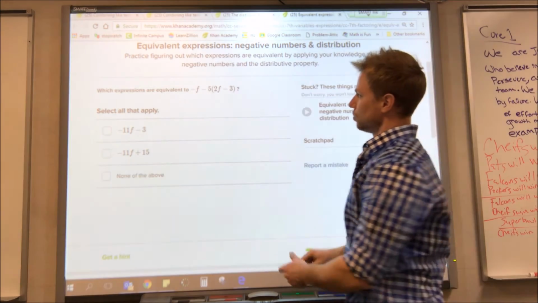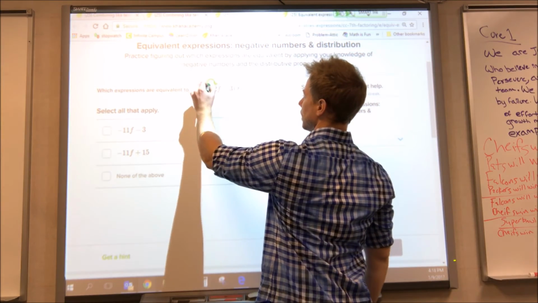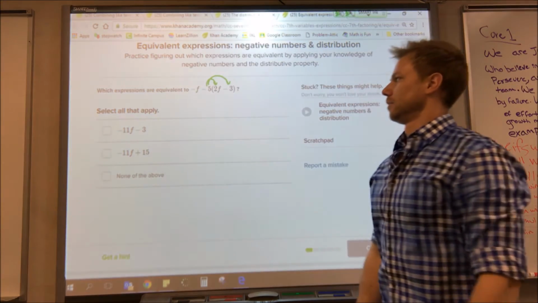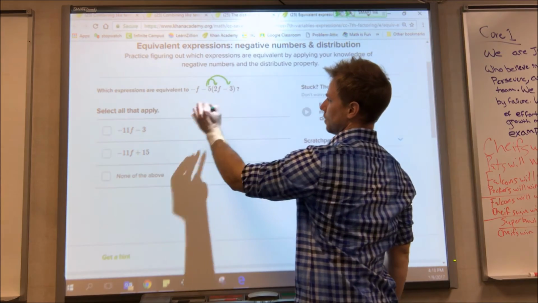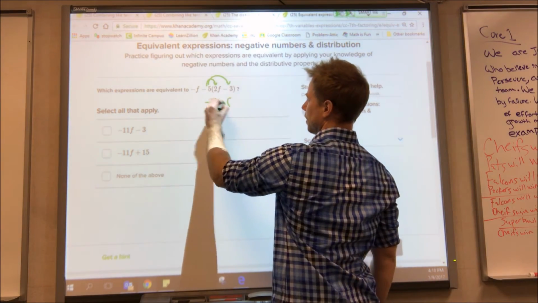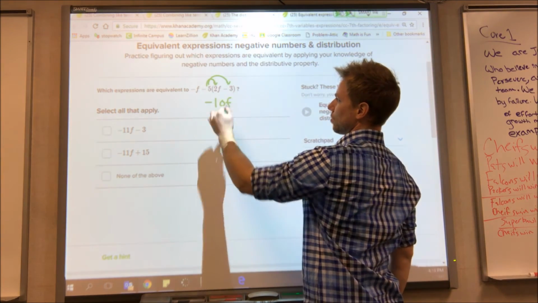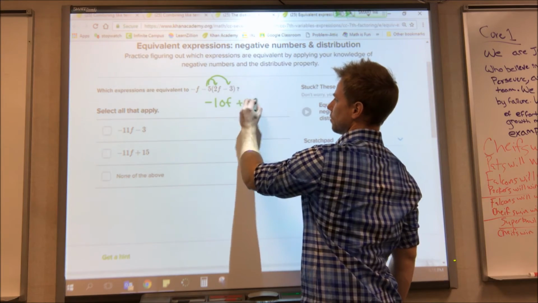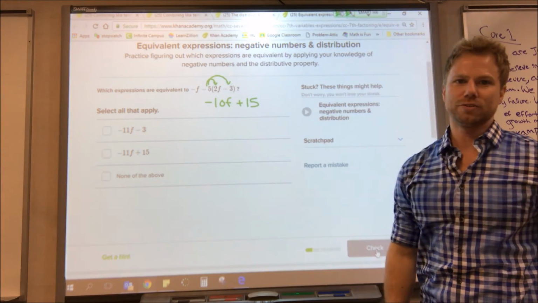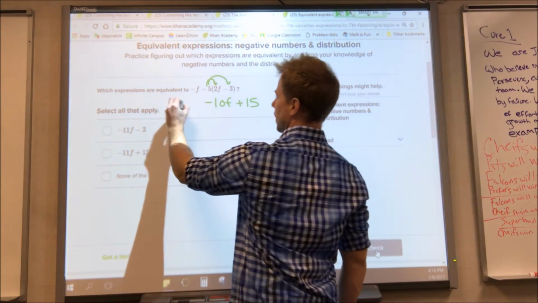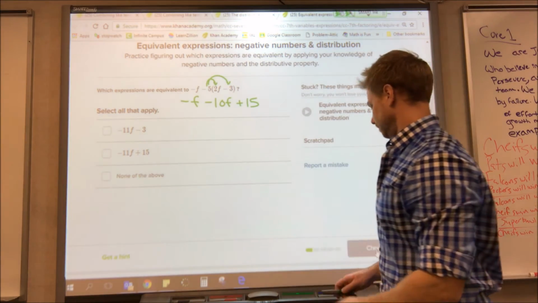Okay, again, we need to distribute because we have a number in front of parentheses. So -5 times 2 would be -10. Don't forget the F. -5 times a -3. Two negatives make a positive. So that becomes positive 15. And then we still have that -F in front.